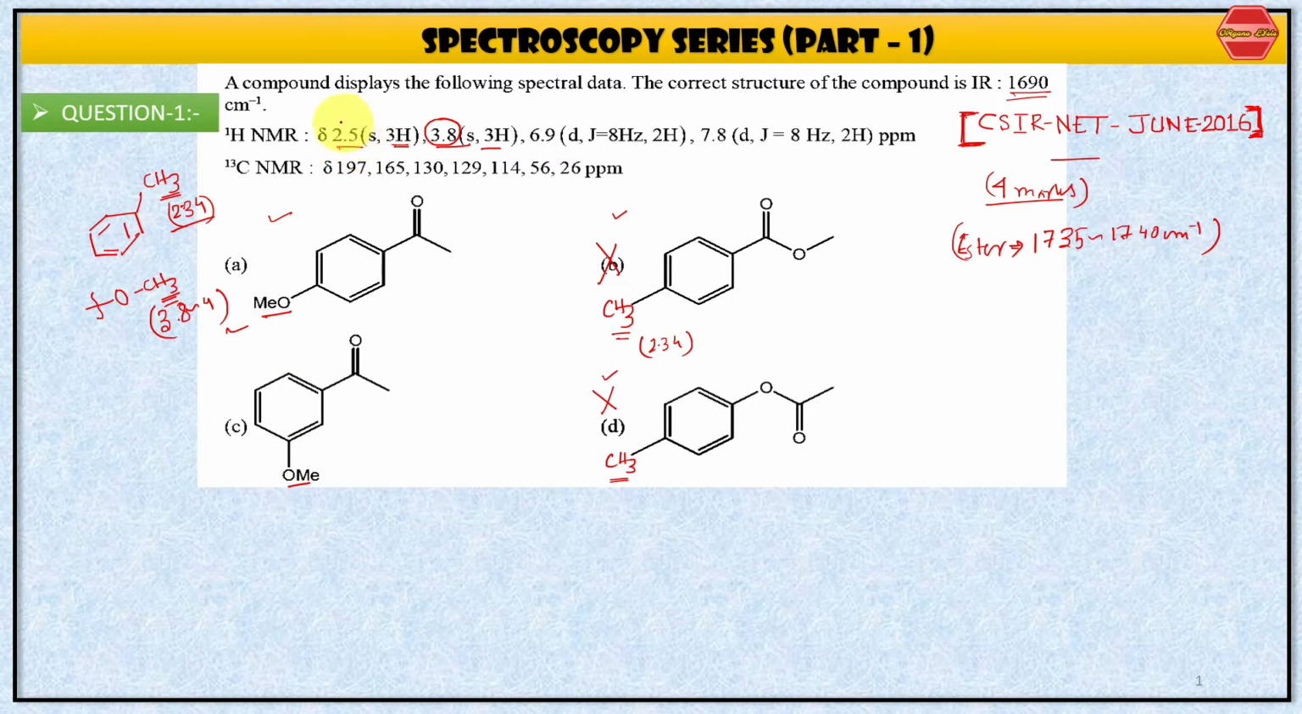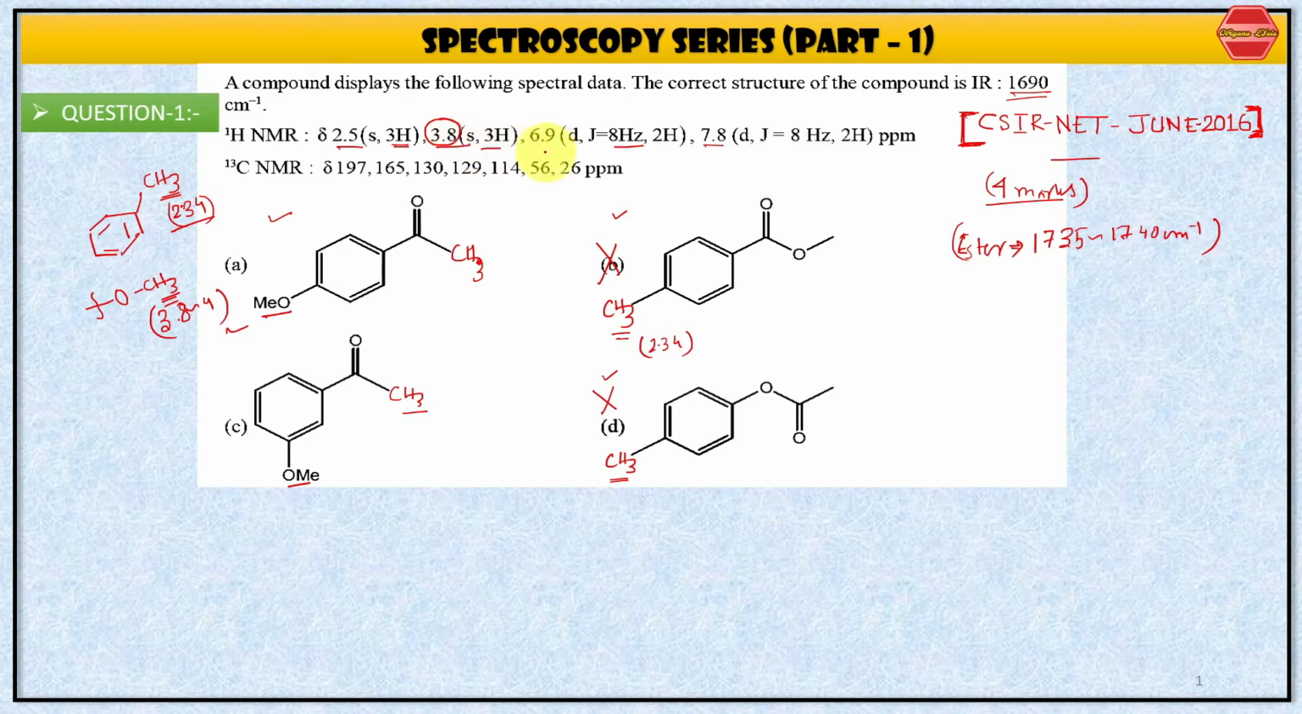Now what about this 2.5 value? We can easily predict that here is your CH3 group and here is your CH3 group; these three protons will show values around 2.5. Now we have to find out whether it is the meta isomer or the para isomer. So you have to know the given value, the 6.9 doublet for 8 Hz, which is your coupling constant, the J value, and here is your 7.8 doublet, which is for 2 protons.